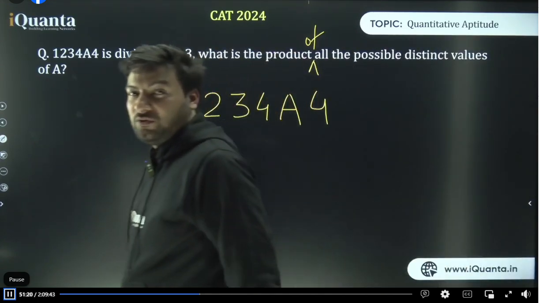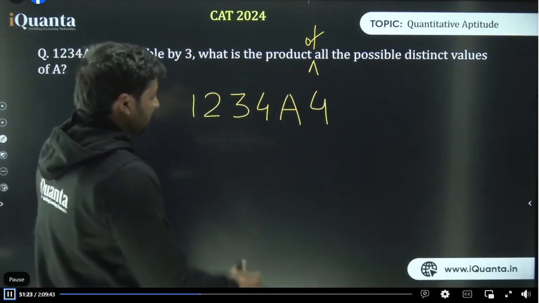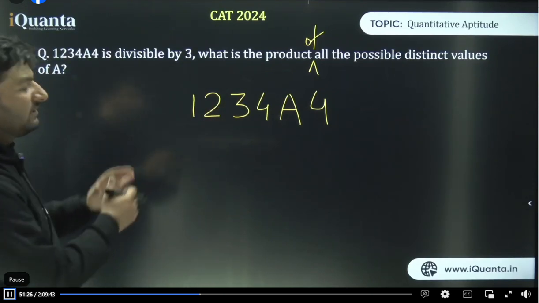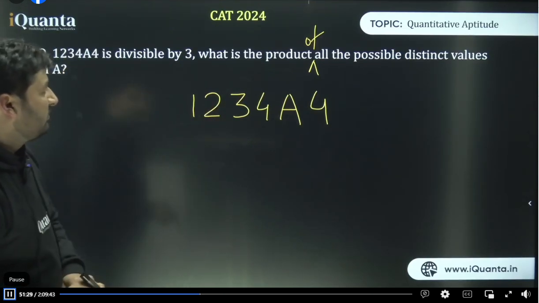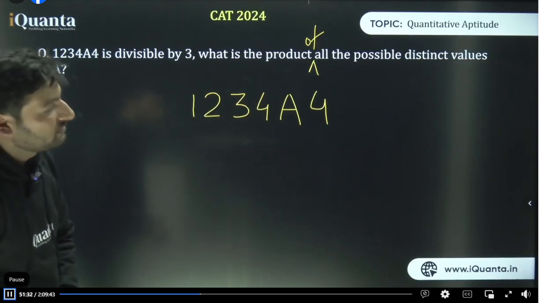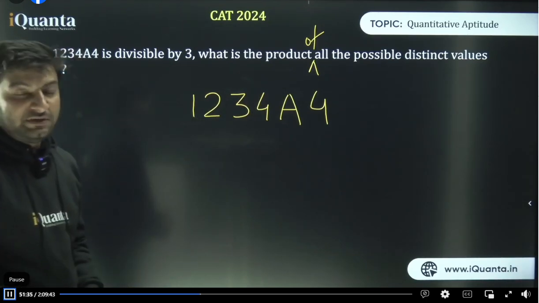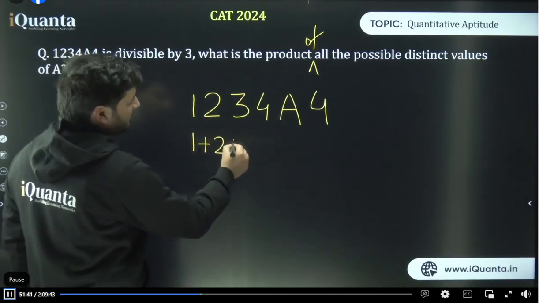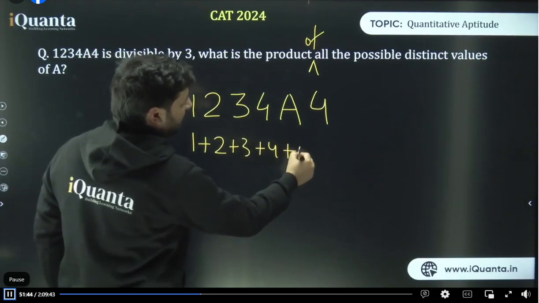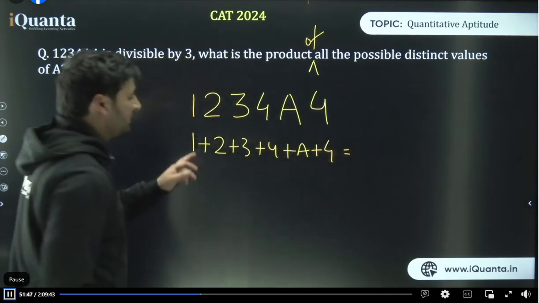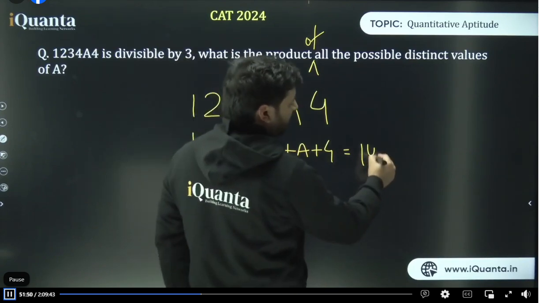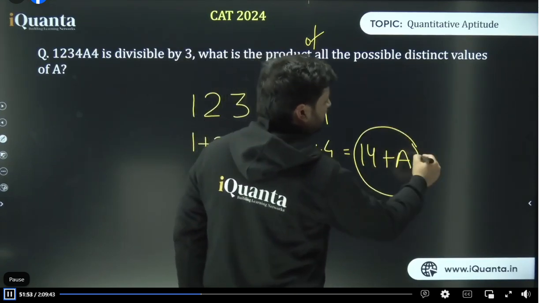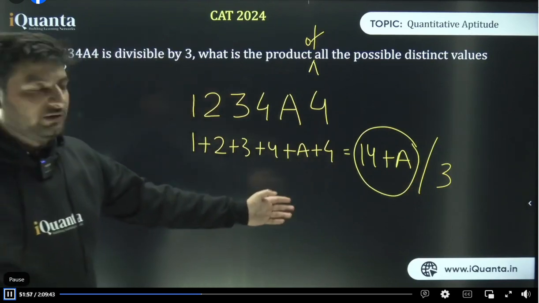Okay, I think many of you have found the answer. Let's not waste more time. This question relates to the divisibility of 3. If this number is divisible by 3, what is the product of all the possible distinct values? You all know that the divisibility rule of 3 is to find the sum of all the digits. So 1 plus 2 plus 3 plus 4 plus A plus 4. You get 6 plus 4, 10, 14 plus A. This 14 plus A must be divisible by 3. So what values can A have?